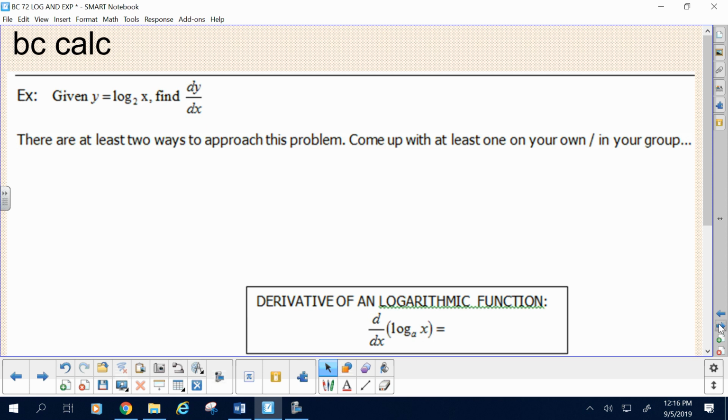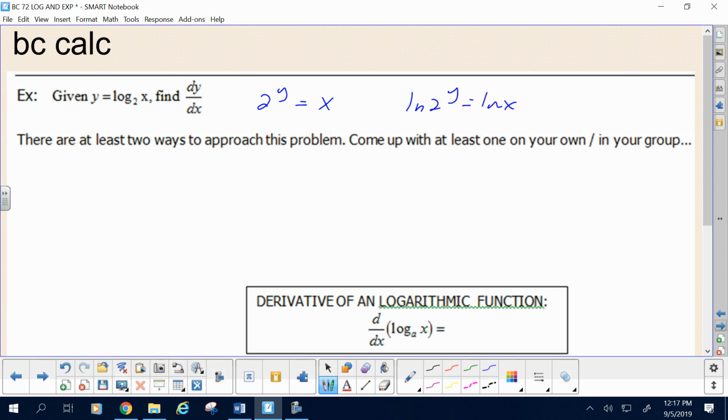Ready? Okay, give me something I can do. Okay, so let's exponentiate: 2 to the y equals x. Then what can you do? Okay, you could actually take the derivative of that because we do know now that. I think maybe that's a little funky. What else could you do? Natural log of both sides.